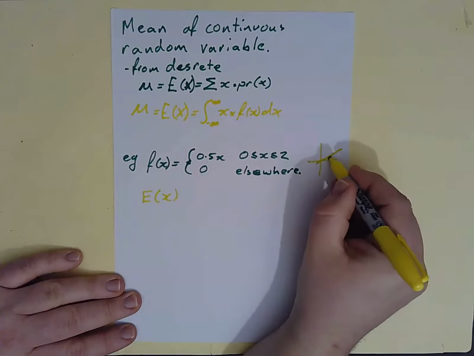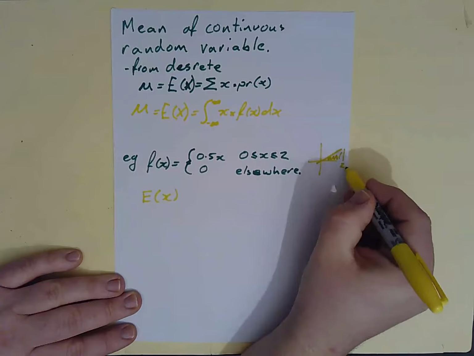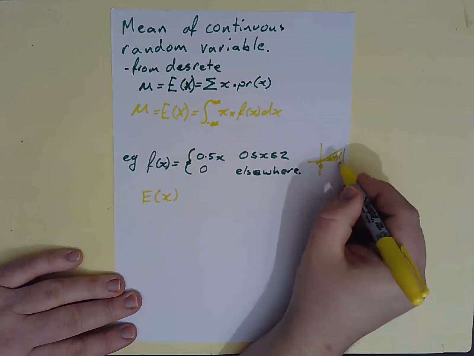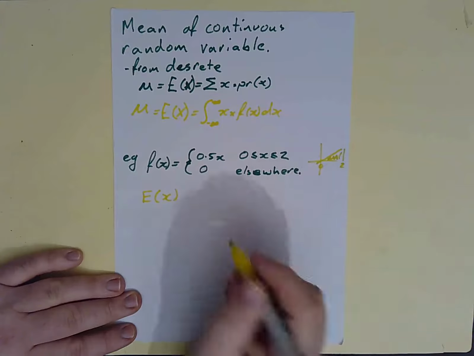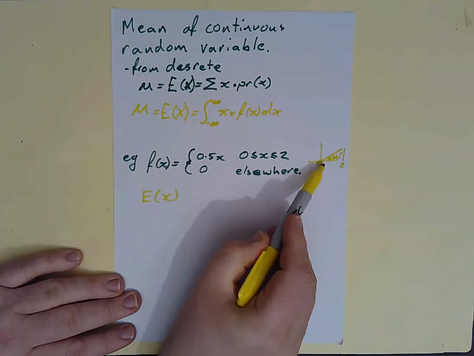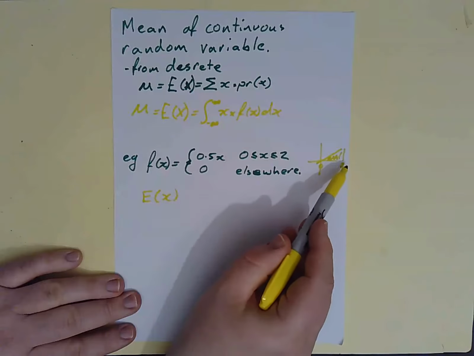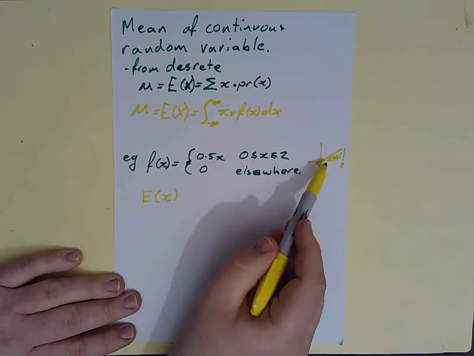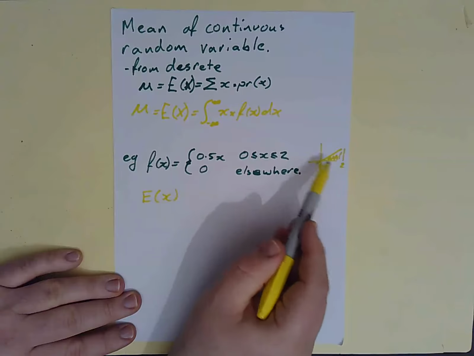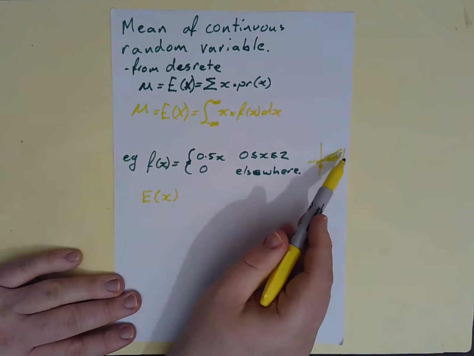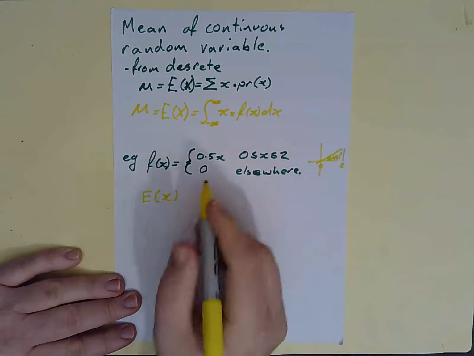looks something like that, up to 2, and I want to know what the mean value is for that. So just looking at it, it's got less probability at 0 than it is at 2, so I would expect the mean to be towards 2, a bit over 1. 1 would be if it was a uniform distribution. So we'll see how we go.